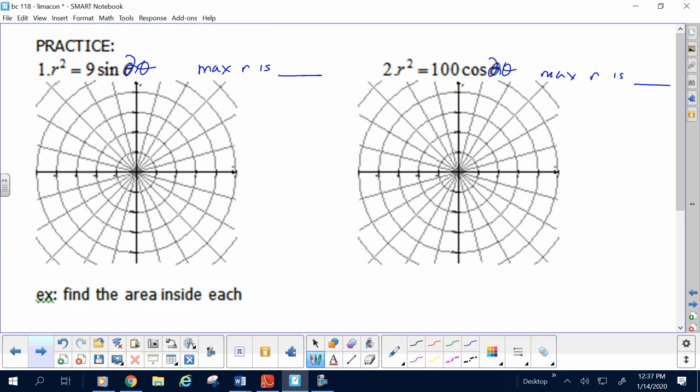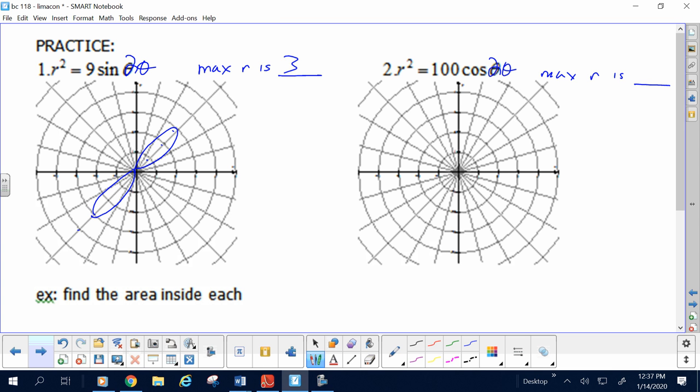All right, so sine, what angles do the propellers go along? Pi over 4 and 5 pi over 4, right? Is the max R 9 or 3? 3. So you should be going out 1, 2, 3, and here, right? 1, 2, 3. So it should look something like that. Okay, and so this is symmetric about the x-axis.